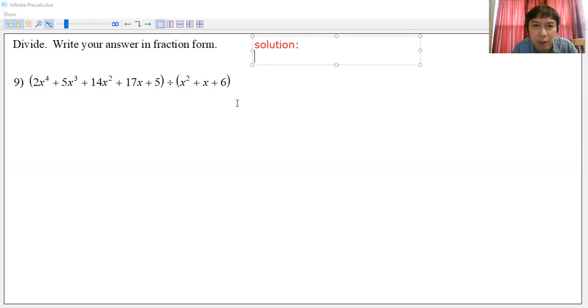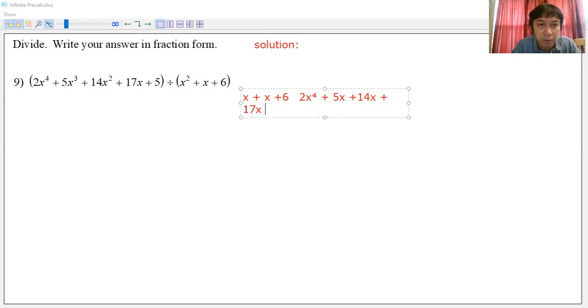We start with our divisor. Our divisor is x squared plus x plus 6. Let me continue first, then I put the exponents. This will be 2x to the fourth, and then plus 5x cubed, plus 14x squared, plus 17x plus 5. Then we extend it. Now let me put the proper exponents. This must be squared.